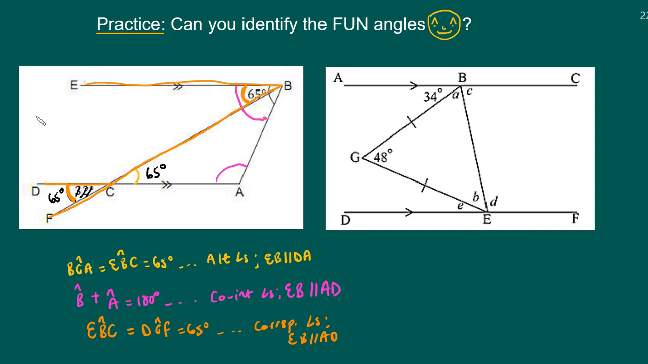All right, it's fine. So these angles, all of them, those fun angles, are just angles that are formed by you drawing a line between the parallel lines. Then you form those angles. Okay, so that is it there. Let's go to the second diagram. Any angles that you identify?